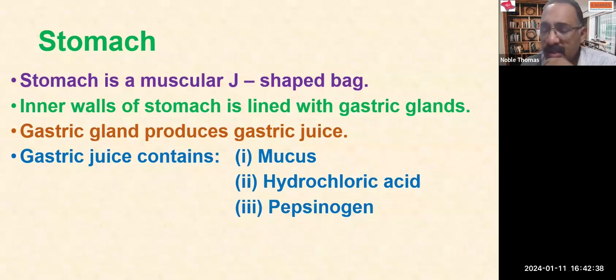Then the food reaches the stomach. The stomach produces three major chemicals. It has got gastric glands on the inner side, and that produces gastric juice. Gastric juice contains mucus, hydrochloric acid, and pepsinogen.